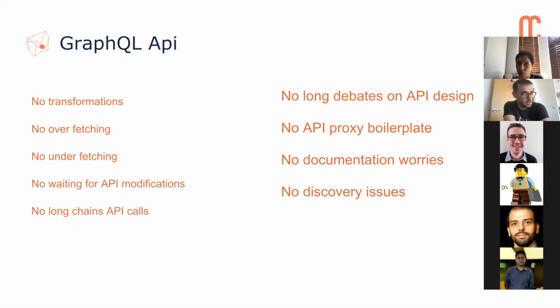You define what you want to get, and it's a one-to-one relationship. So there are no external dependencies and no long debates on API design. It's under version control, and that one file will define your endpoints. No API proxy boilerplate. No complications yet, maybe, but the motivation is to make it simple.